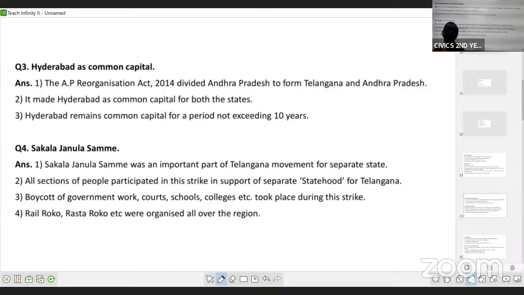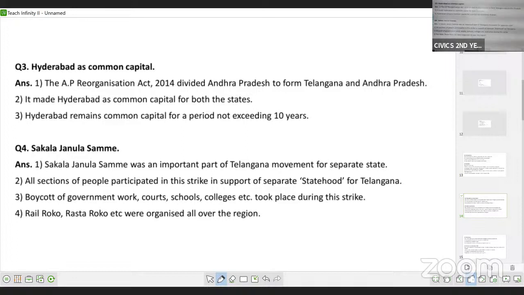Okay, this is in 2014. Hyderabad state, that is in 1948. Hyderabad as common capital, this is in 2014. In the AP Reorganization Act, after the Telangana agitation, when Parliament passed this Act, it gave certain provisions. What is that?